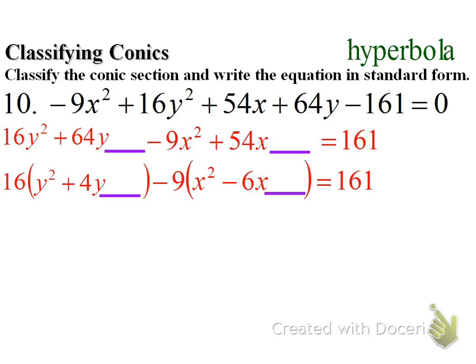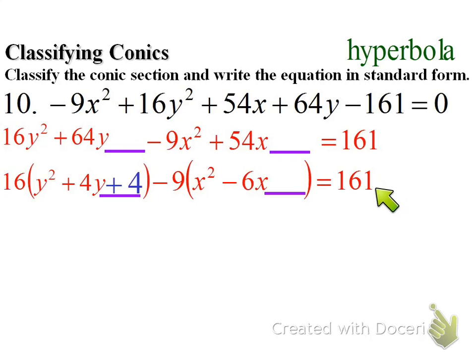All right, we need to complete the square. So what is 4 divided by 2? And then square it. 4. So I need to add 4, which means, this is tricky, everybody watch. 4 times 16 is what I actually added to the left side. Everybody see that? Because you distribute this 16 to see what you actually added.